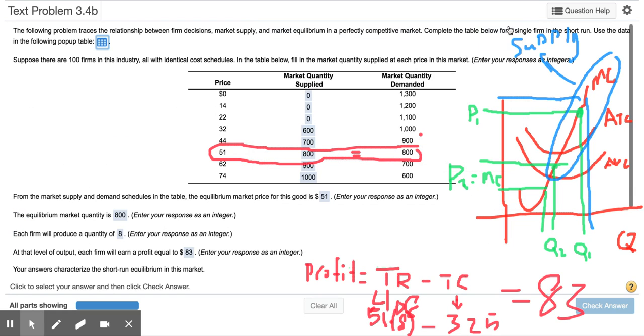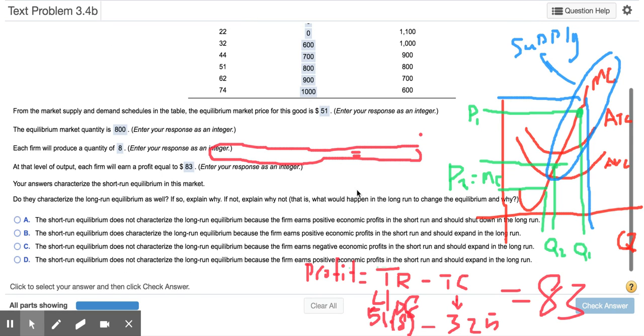Okay, we are not done yet. So we have this multiple choice question. Your answer characterized the short run market equilibrium in this market. Do they characterize the long run equilibrium as well? If so, explain why. If not, explain why not.